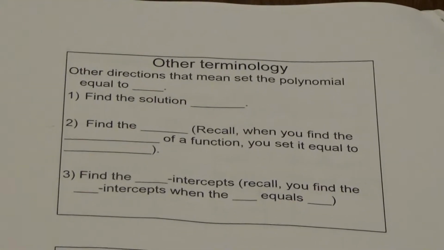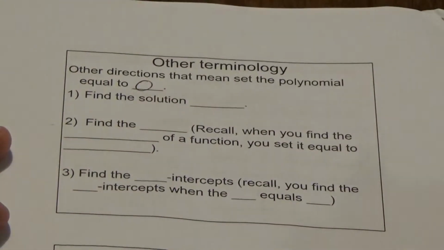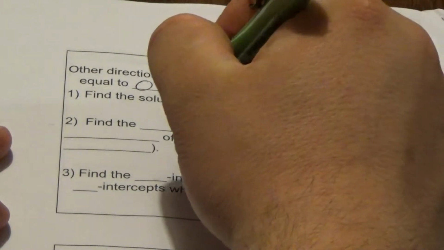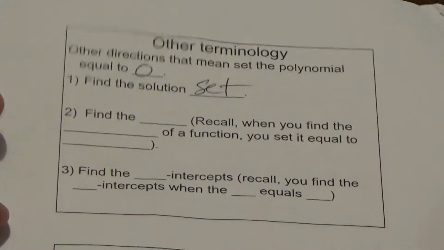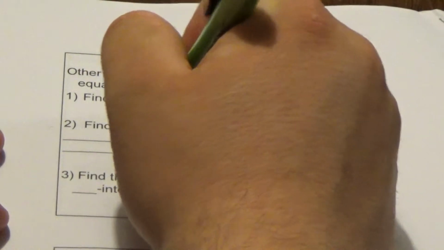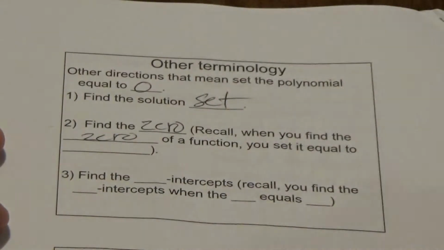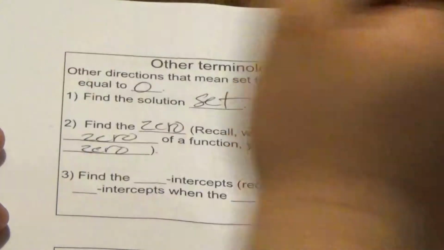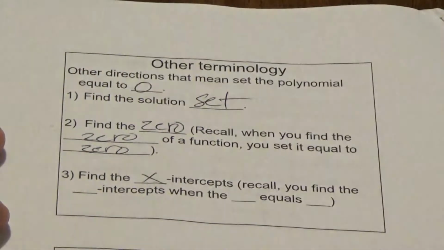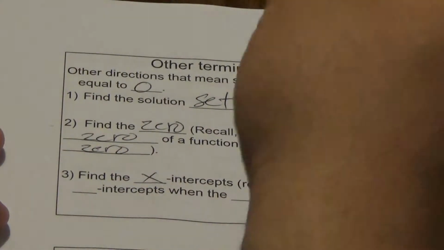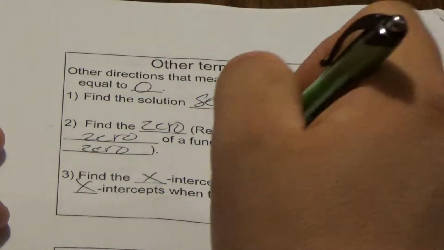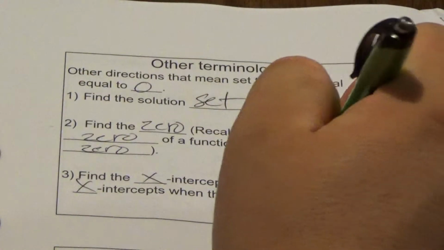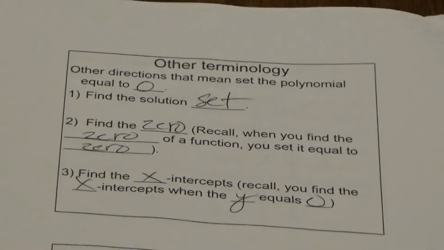Some other things that you need to know, and I talked about this earlier in the notes. It wants you to set the polynomial equal to 0 if it says find the solution set. Or it'll say find the 0. And recall that when you find the 0, you set it equal to 0. And then you also could find the x-intercepts. And finding the x-intercepts is when the y is equal to 0, which is what we're going for.